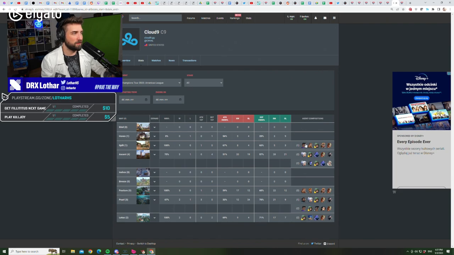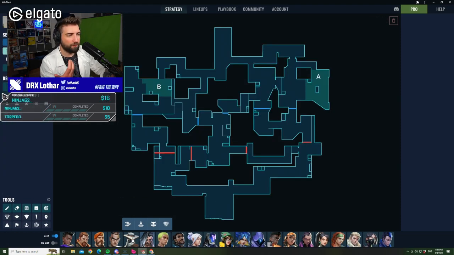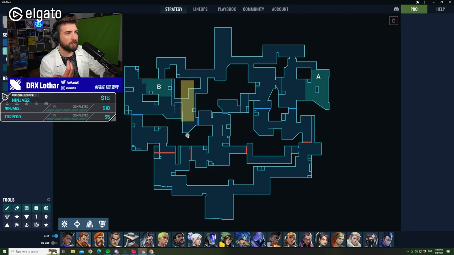Look. On Split. No Sage. Double Initiation. The Breach could have easily been Sage for most of the teams, but it is a Breach, which gives you much more. And that Breach, when you play him on Split, you can fight for main so much more. Like, if you play from Heaven, for example, you can literally just gather B side control.